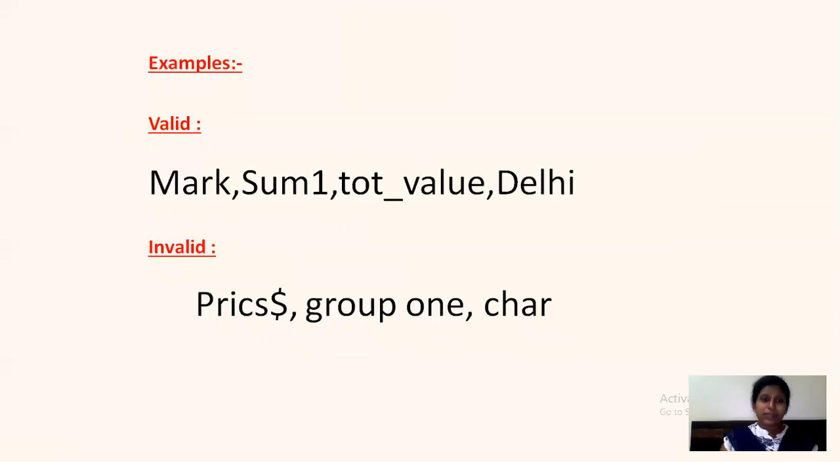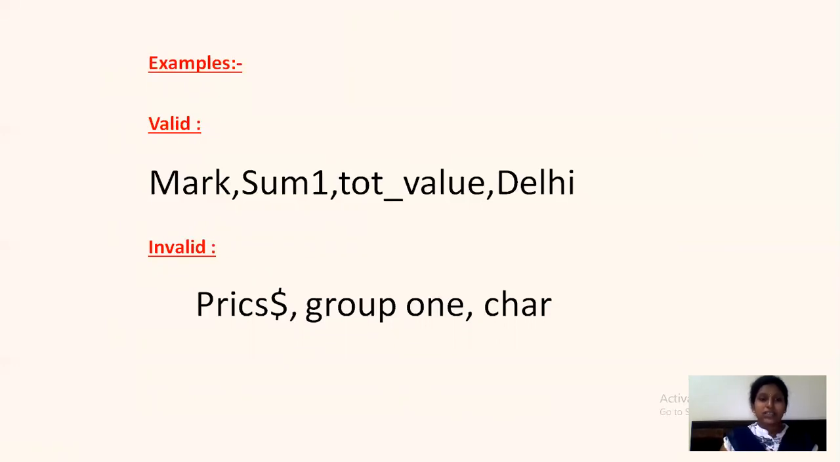So the examples of valid variables are mark, sum1, total_value and delete. Mark is not a keyword, and in sum1 you can use a combination of characters as well as numbers as your variable name. Then you can differentiate two words using the underscore in your variable name. Then delete. So all these are valid variable names.